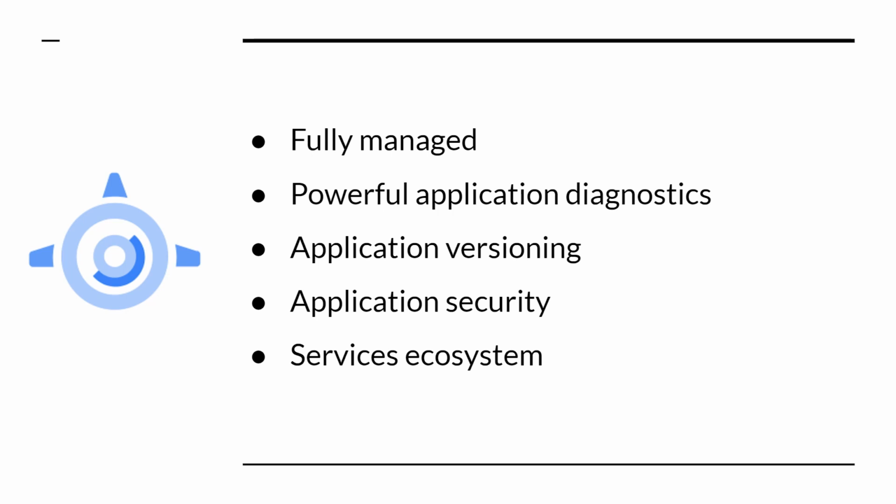Application versioning. Easily host different versions of your app and easily create development, test, staging, and production environments. Application security. Help safeguard your application by defining access rules with the App Engine firewall, and leverage managed SSL certificates by default on your custom domain at no additional cost. Service ecosystem. A growing ecosystem of Google Cloud services from your app, including an excellent suite of cloud developer tools.